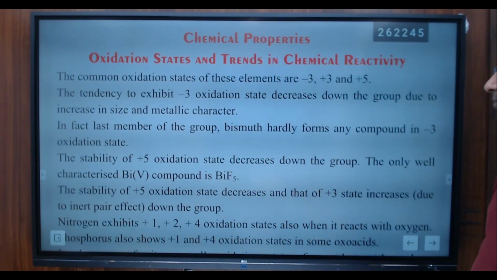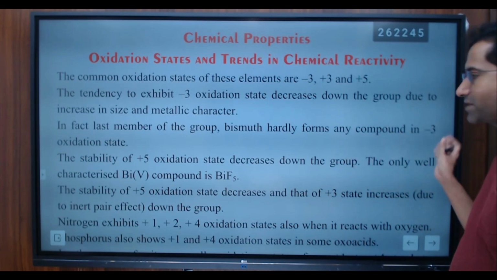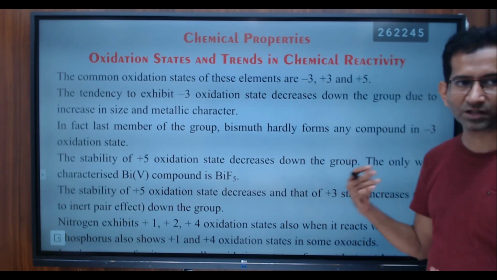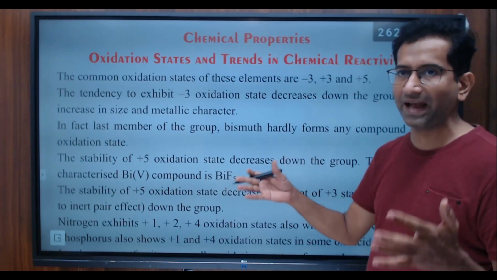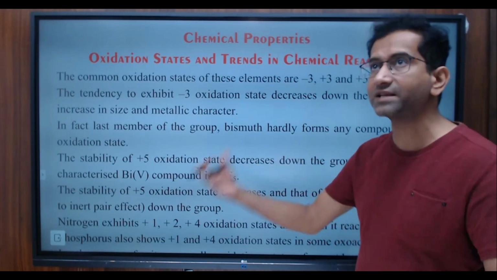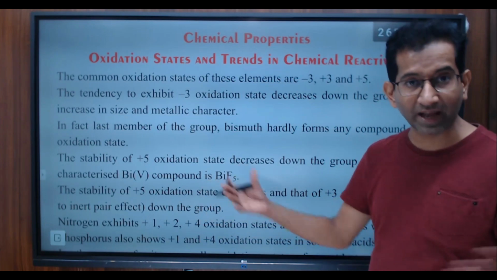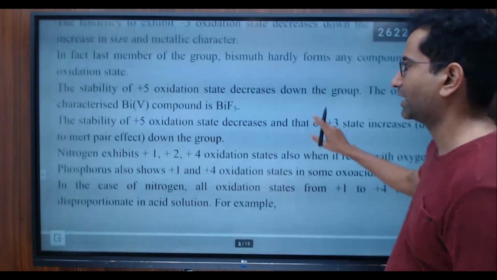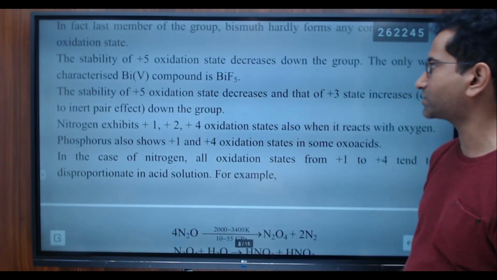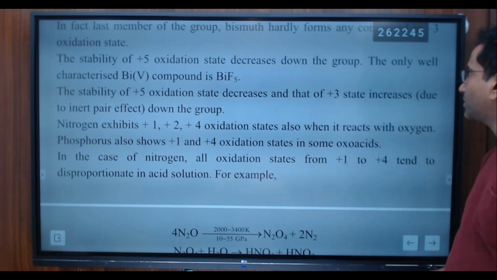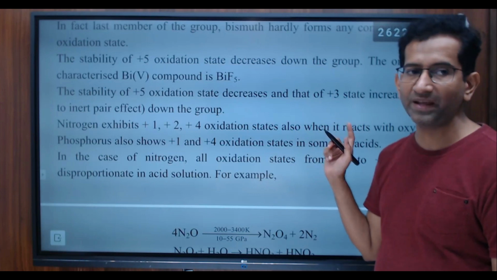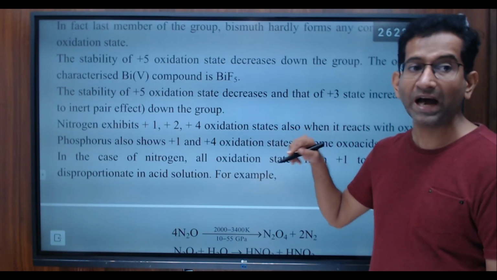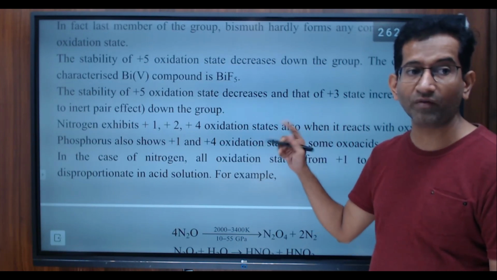In fact, the last member of the group, bismuth, hardly forms any compound with -3. Why? Because it is metallic in nature and large in size. A large atom generally releases electrons, it does not gain electrons. The stability of +5 oxidation state decreases down the group. The only well characterized Bi compound is BiF5, and that is due to the highest electronegative character of fluorine.